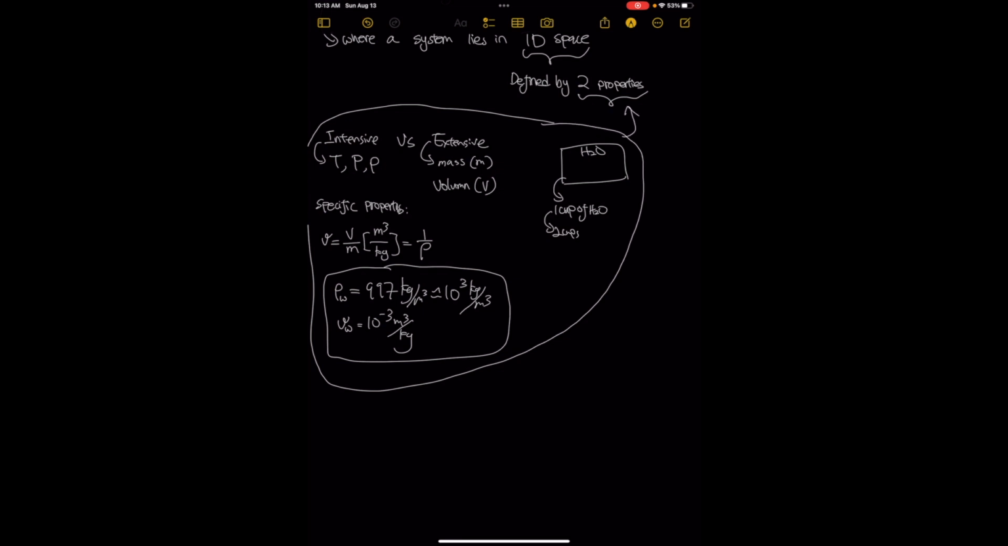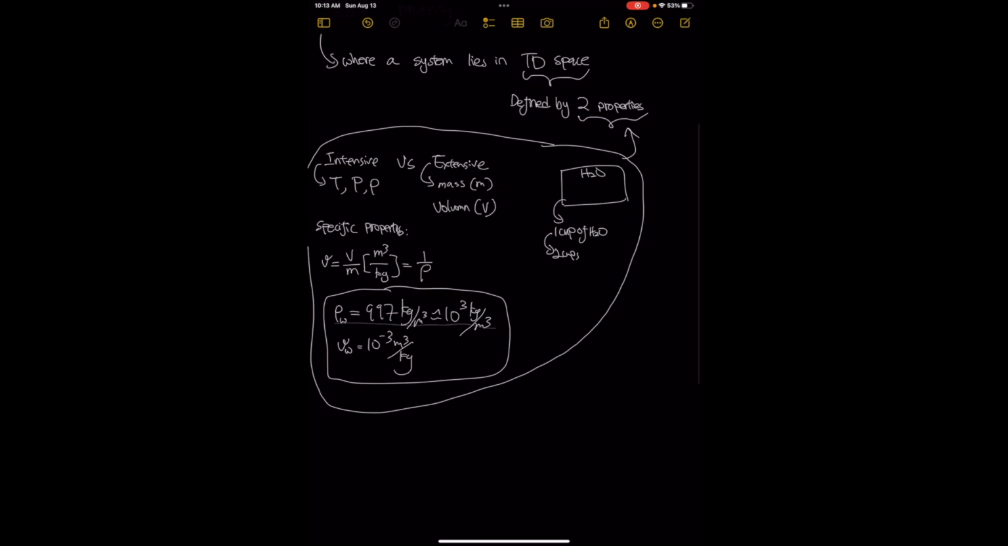From here, who came up with this idea that we need to know at least two properties to be able to figure out or calculate any other type of properties? One of the scientists you should know is James Maxwell. He's a great scientist. He contributed a great amount of knowledge to the science field of thermodynamics. This concept seems very easy, but it has a very profound meaning.